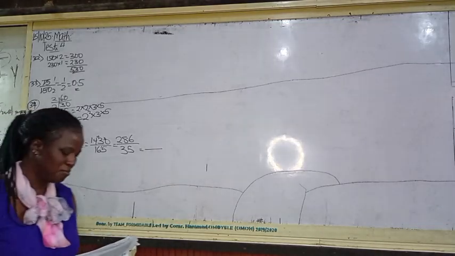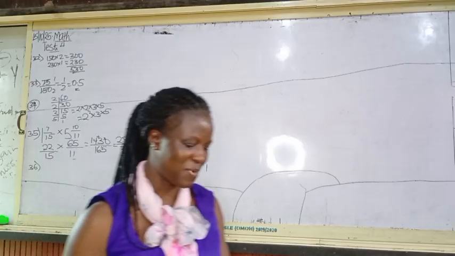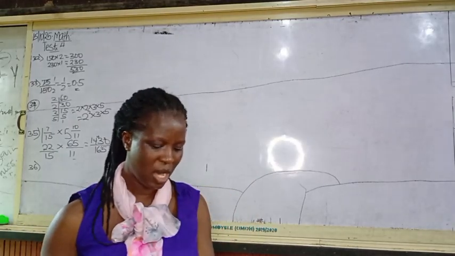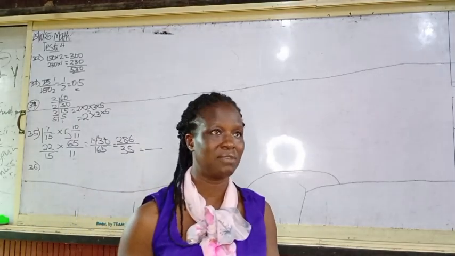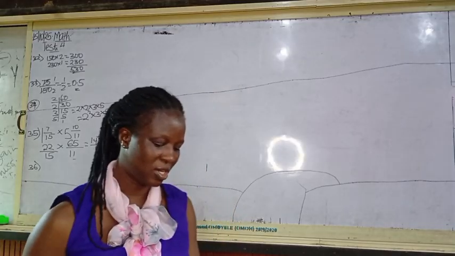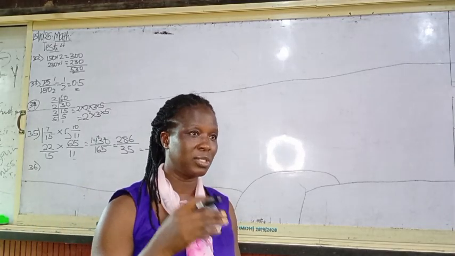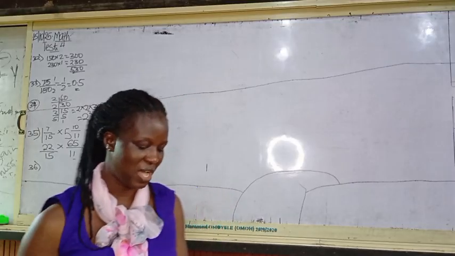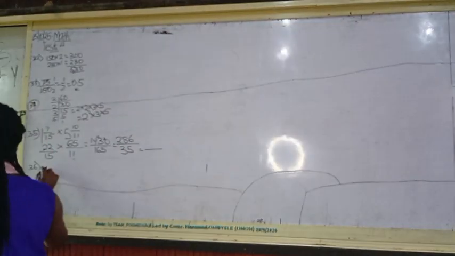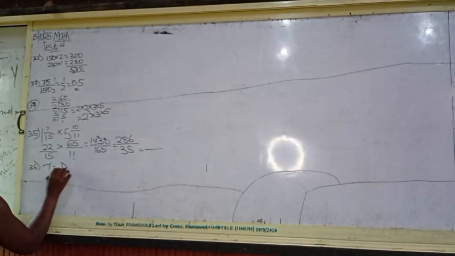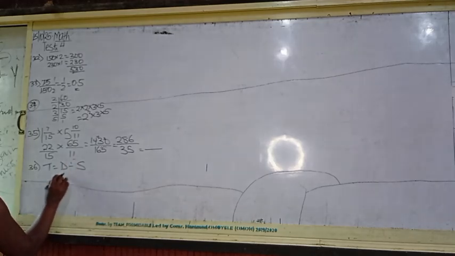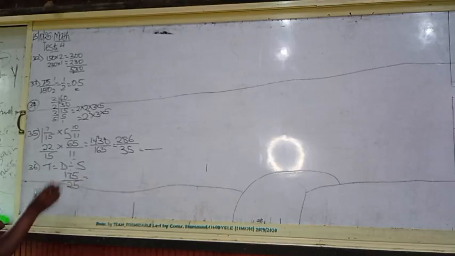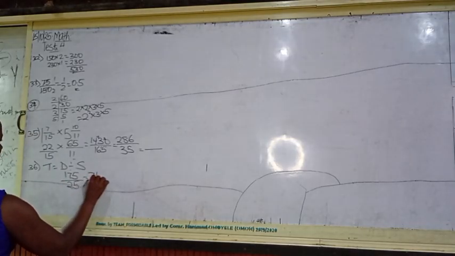So now to number 36 question. If a car travels at an average speed of 25 km/h, how long will the journey of 175 km take? The formula is time is equal to distance divided by speed. That will be 175 divided by 25. 175 divided by 25 is 7 hours.